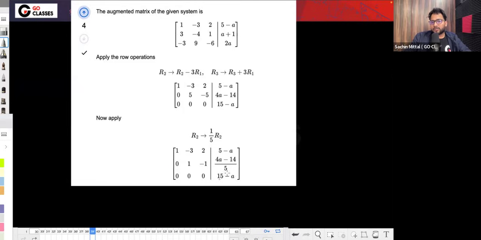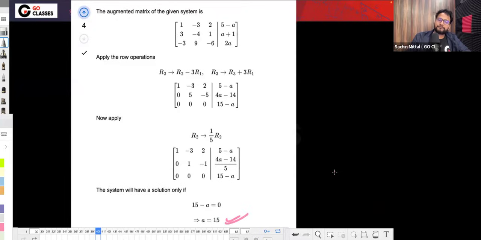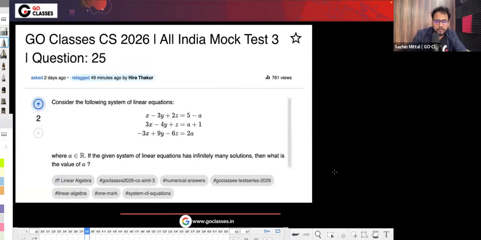Now to have infinitely many solutions, you want this to be zero, right? You want this to be zero. If it is not zero, there will be no solution, because this is a zero and non-zero case. If it is not zero, there will be no solution. If you want infinitely many solutions, you have to have this as zero. So which means 15 minus a must be 0, which means a must be 15. Okay. Understood. So that was an easy question. You just have to apply this row reduction. I think I've given it in 1 mark, right? Okay. This was a 1 mark question, so I've given it in 1 mark.